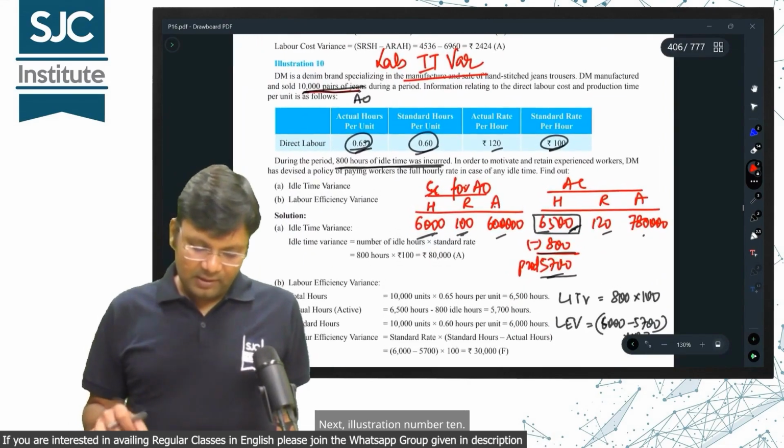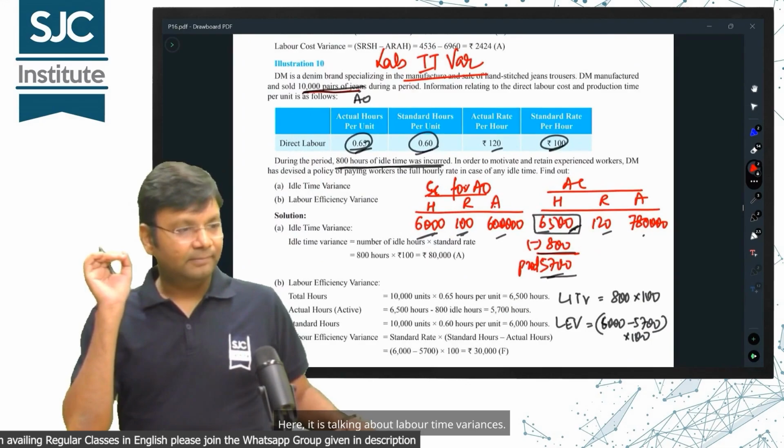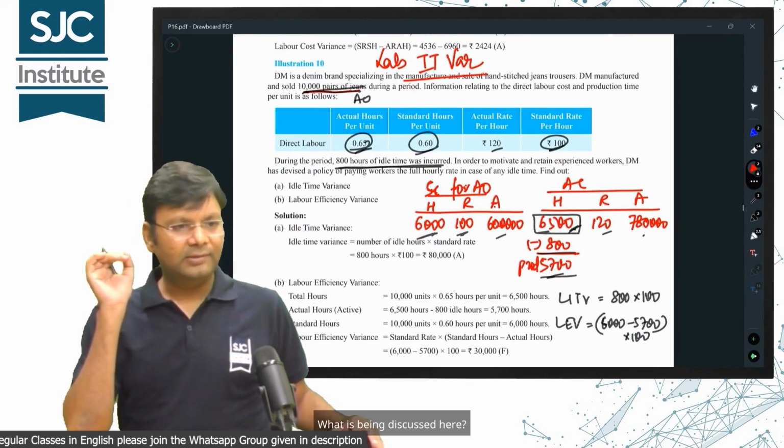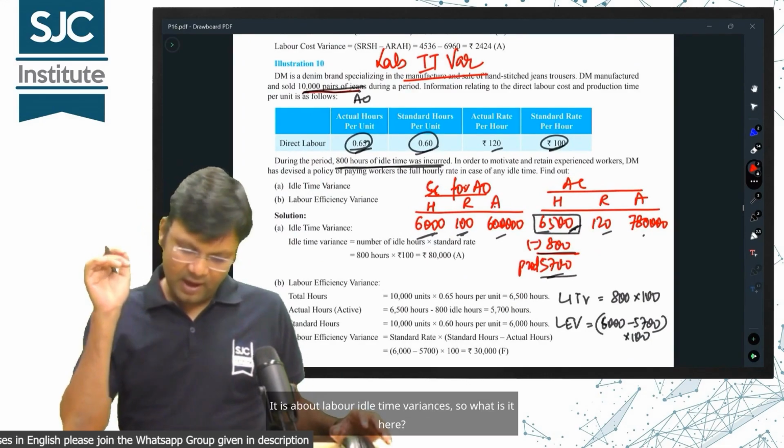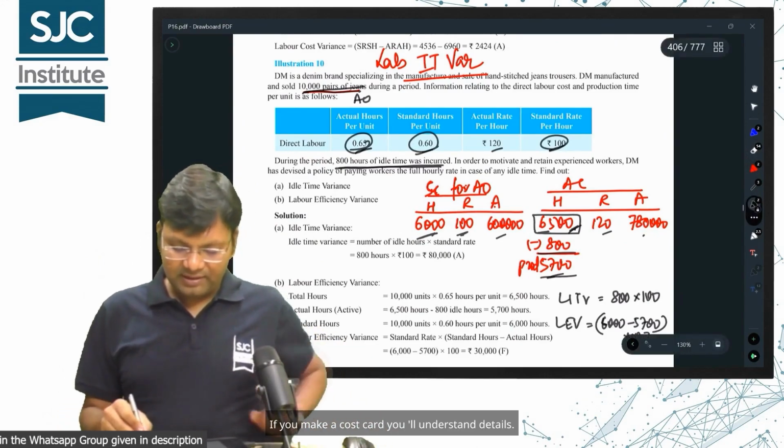Next, illustration number 10. Let's move to 10. Here, it is talking about labor time variances. What is being discussed here? It is about labor idle time variances. So what is it here? If you make a cost card, you'll understand the details.